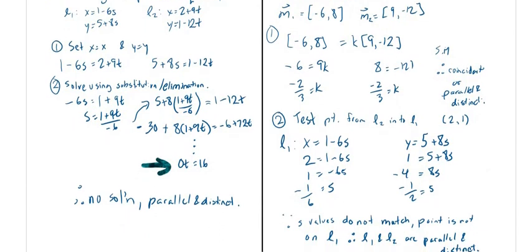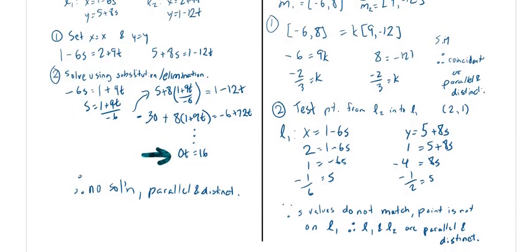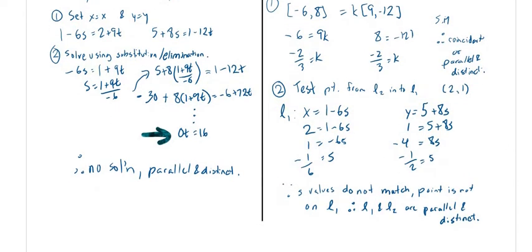So something is not adding up there. It doesn't make sense. Essentially, we started this by making an assumption that the point on line 2 fits on line 1. We get something that doesn't make sense, which means that our assumption was false. So our assumption that the point fits on line 1 is false. Because the s values do not match, the point is not on line 1. Therefore, line 1 and line 2 are parallel and distinct.